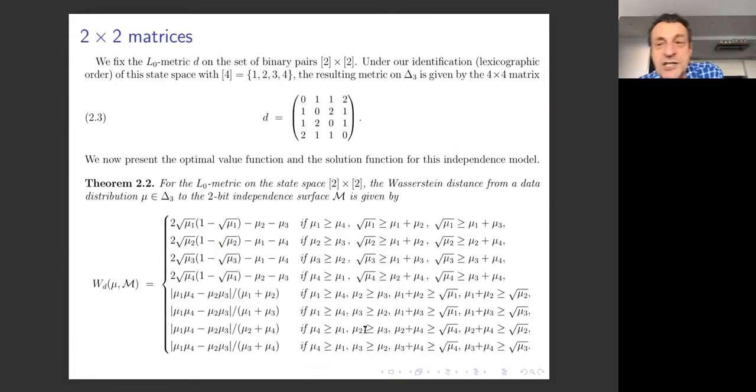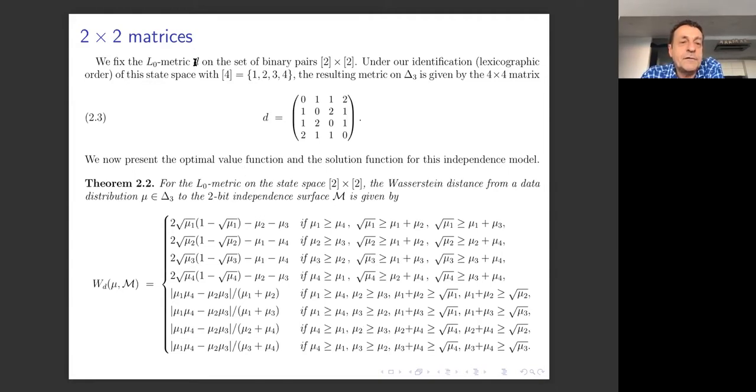Now, I'm a computer algebra person. This means I like to solve small optimization problems exactly. I like the truth, right? Algebra is the study of the truth. So let's find the truth for 2 by 2 matrices.